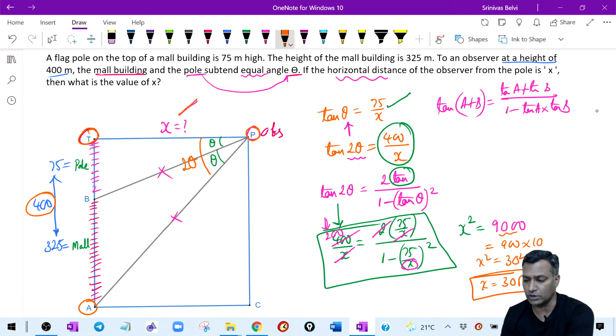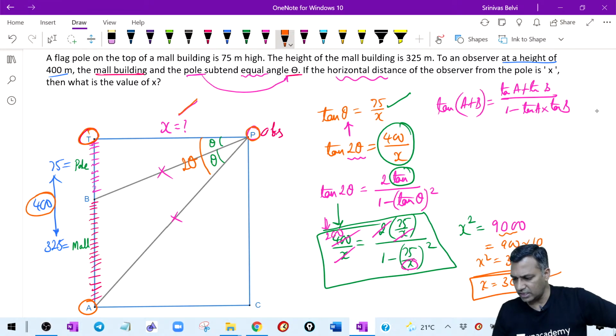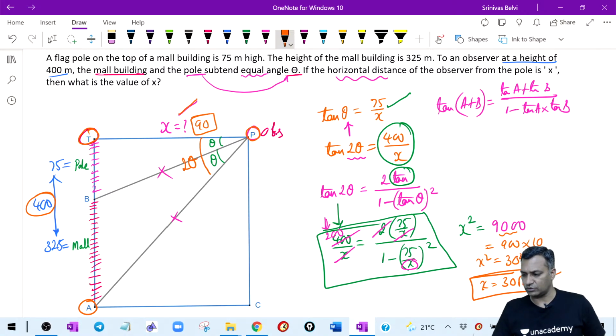One of you said 4,500. In that case, you will get 30 root 5, right? So everybody is getting a different number, but 9,000 seems to be dominating. 30 root 10 should be the value that you are talking about. 30 root 10 is nothing but 30 into 3, 90. So technically you are saying that roughly about 90 meters away, because the root 10 value is about 3.